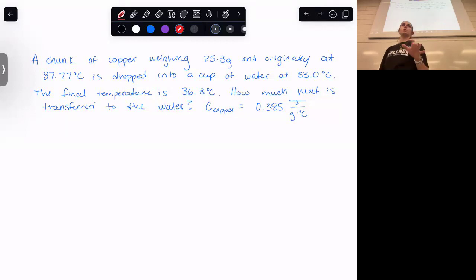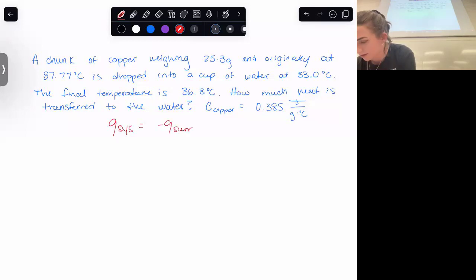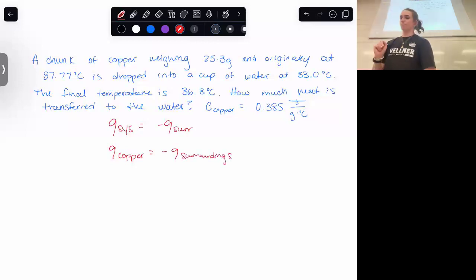Alrighty, so what do we know from this question? What two things do we have working? What's going to be our system and what's going to be our surroundings? The copper is our system. And then what is our surroundings? The water, right? So we know that Q system has to equal negative Q surroundings. We said that our Q system is Q copper. That has to equal negative Q surroundings, or our water.